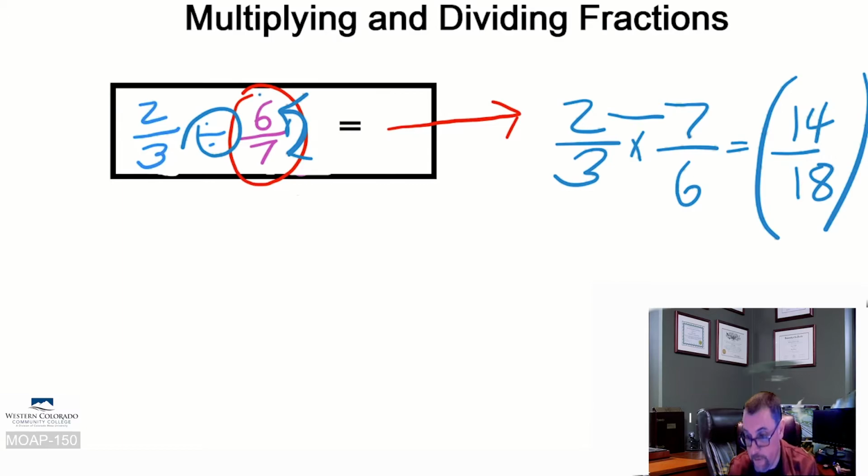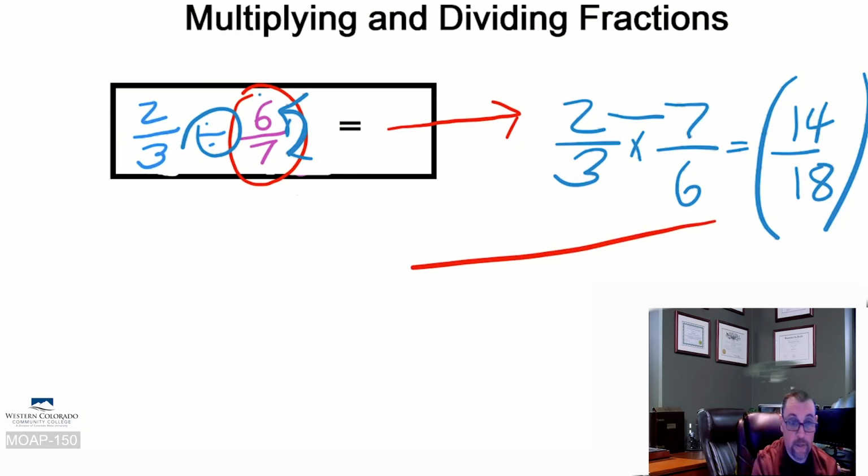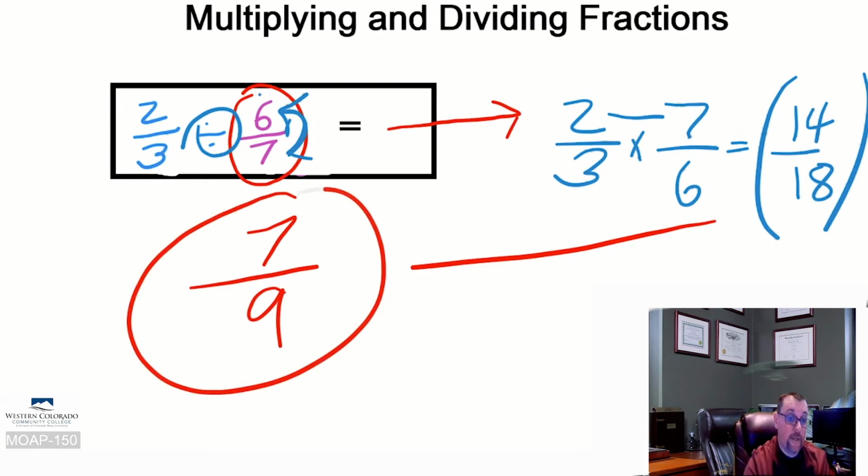And can we leave our answer like this? Of course, no, we can't, because they are both divisible, again, by at least 2. So let's go ahead again and do that out. So we had 14. If we do 14 divided by 2, we're left with 7. If we do 18 divided by 2, we have 9. Is that a proper answer? Yes, it is. Numerator is less than a denominator, and it's fully reduced.